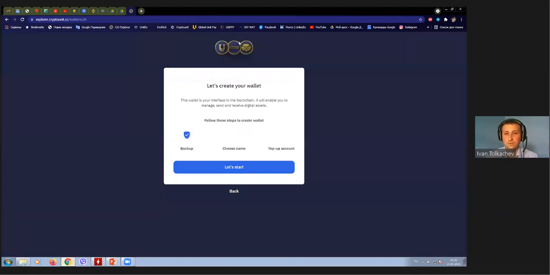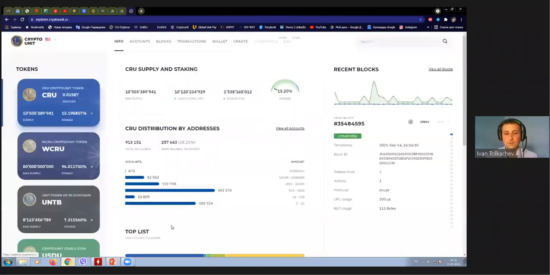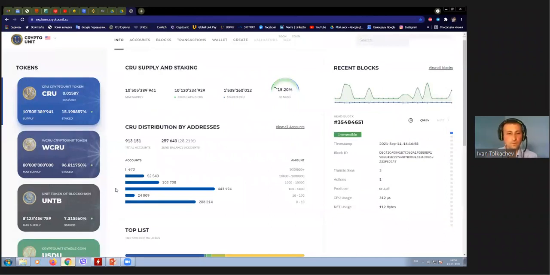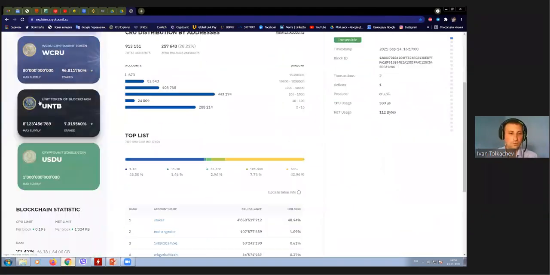Well, to the left, we have the sideboard tokens, those tokens implemented in Cryptounit blockchain. And in the middle, the information about these tokens changes. To your right, you see the dashboard indicating recent blocks, which means that this is a smaller version of the info you can find in the tab blocks. So the number of blocks generated and how quickly they are generated.